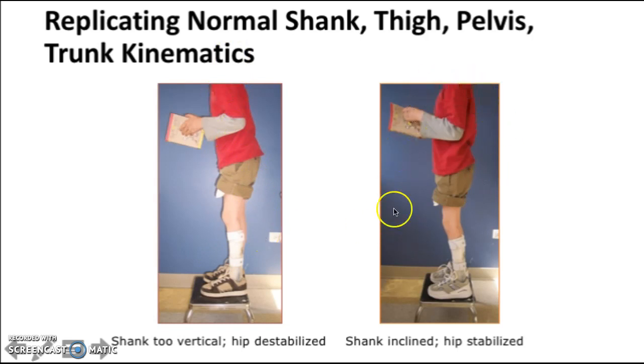So you see the much more normal standing and temporal midstance mechanics of the trunk on the right when the shank is properly inclined, compared to the abnormal on the left when the shank is too vertical.